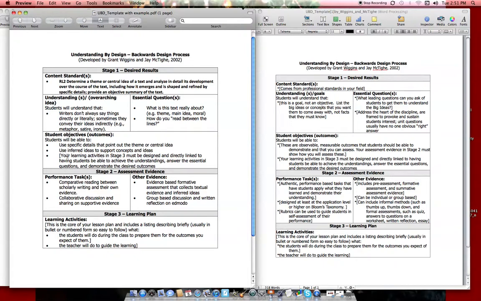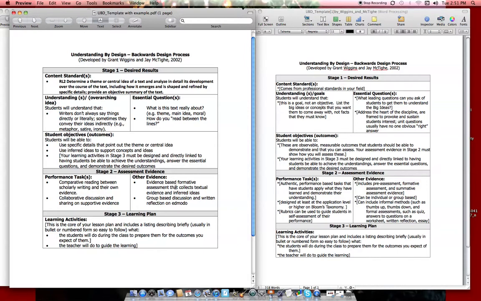Okay. So then we have the performance task, comparative reading between scholarly writing and their own evidence. This would be what they would be doing in my class. Right? What are we going to do? Well, these are the major assessments that we're going to do. Collaborative discussion and sharing on supporting evidence. This is an activity that we can do. And then we have other evidence.